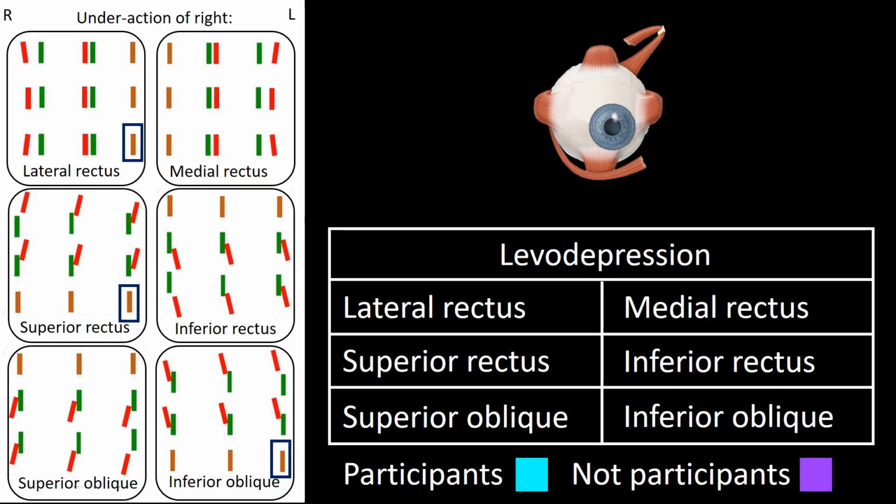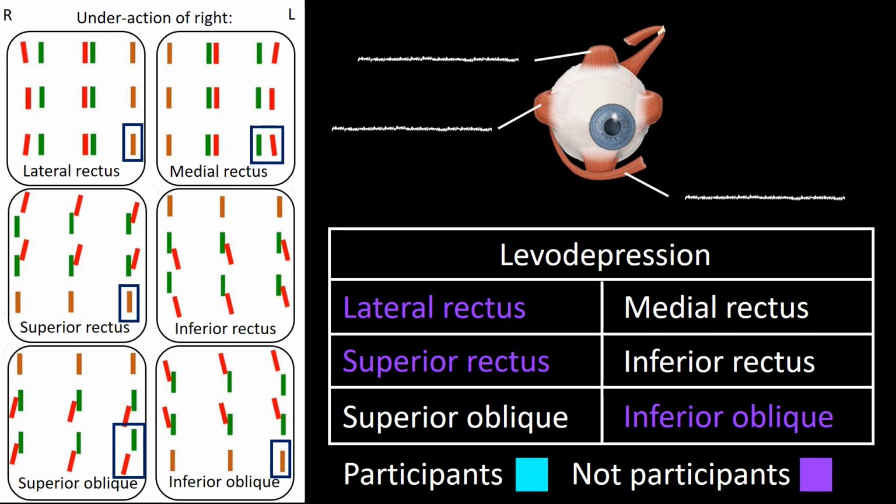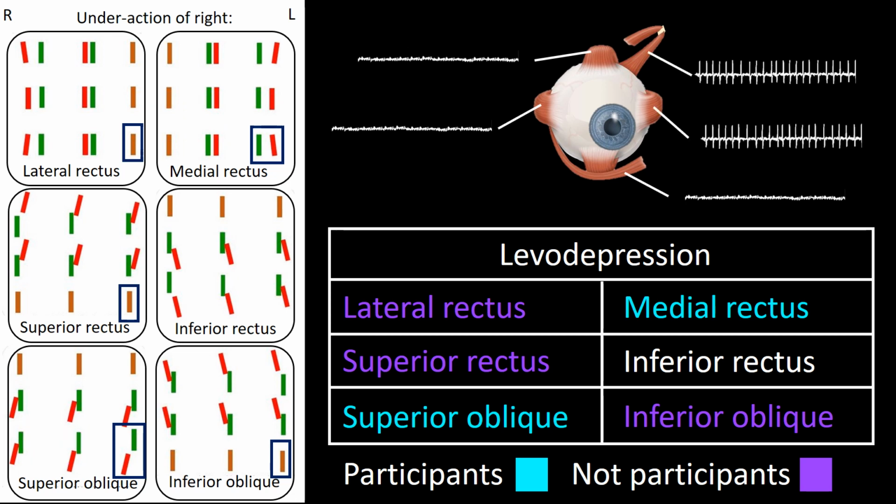As you can see in the composite diplopia chart, neither the right lateral rectus, superior rectus, nor inferior oblique underaction produce double vision. Hence, these muscles are not involved in right eye levodepression, as illustrated here. Maximal degree of diplopia occurs with right medial rectus and superior oblique underaction, as illustrated here. Right inferior rectus underaction also produces diplopia, but to a lesser degree than right medial rectus and superior oblique, and so it is reflected in their contribution to levodepression, as you can see in this illustration.